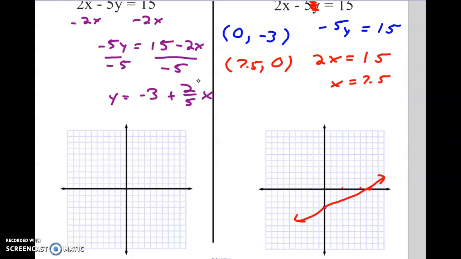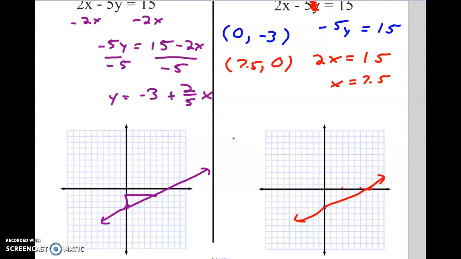Okay, and so you'll see that we'll graph and we'll get the same thing we got on the other side there. Okay, so we're going to start at negative 3, and our slope is going to be 2/5. So up 2, over 1, 2, 3, 4, 5. Okay, and connect the dots, and we get the same graph as the graph we got on the right.